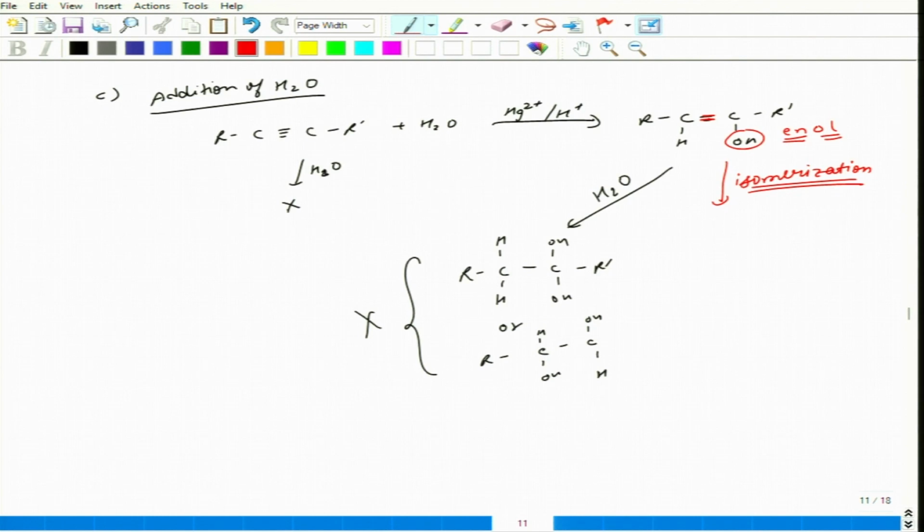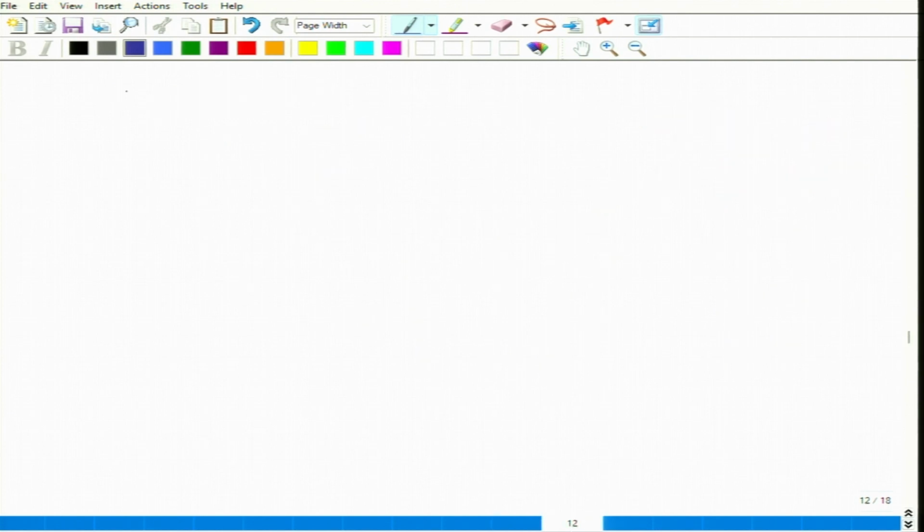So what happens is, this converts into another form. This double bond will be transported here. That means a ketone forms, and this is known as keto. So this is known as the keto-enol tautomerization. Okay, let's discuss this slightly in a better way.